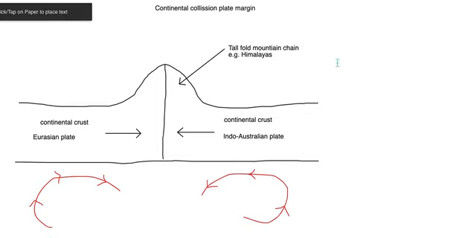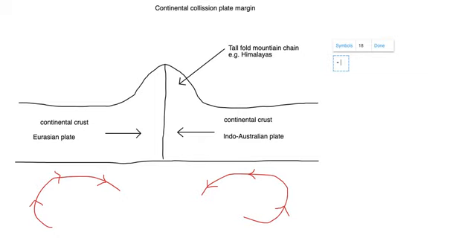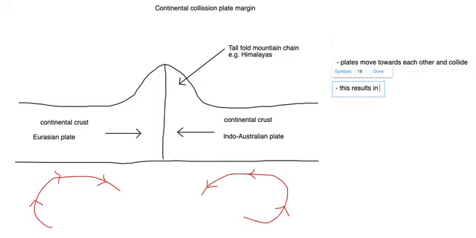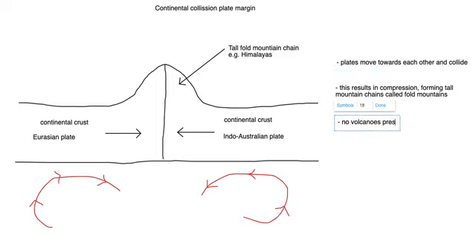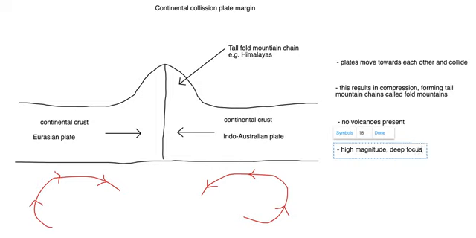So let's add some bullet points. Again, we'll start with the direction of plate movement and end with the earthquake activity. So plates move towards each other and collide. Okay, this results in compression forming tall mountain chains called fold mountains. No volcanoes are present. However, we do have strong, keep saying strong, high magnitude, it's a better term to use, high magnitude, deep focus earthquakes. And again, that's done. So those are the 4 plate margins.